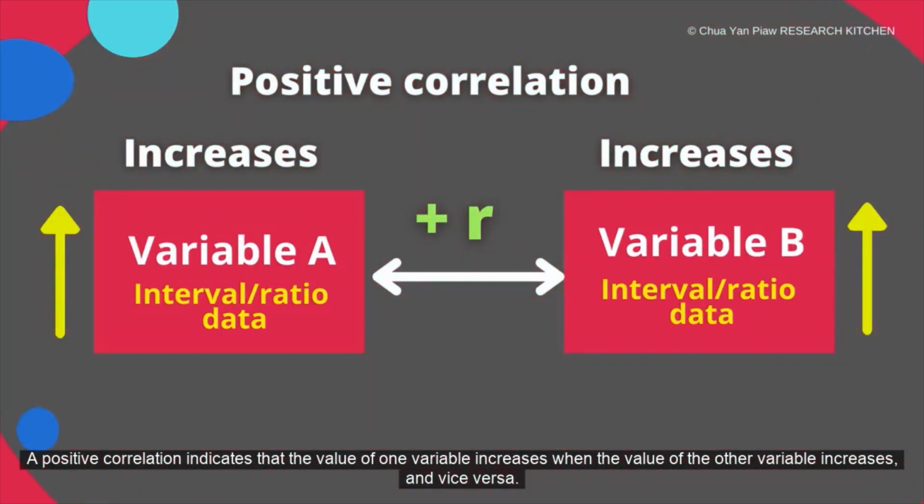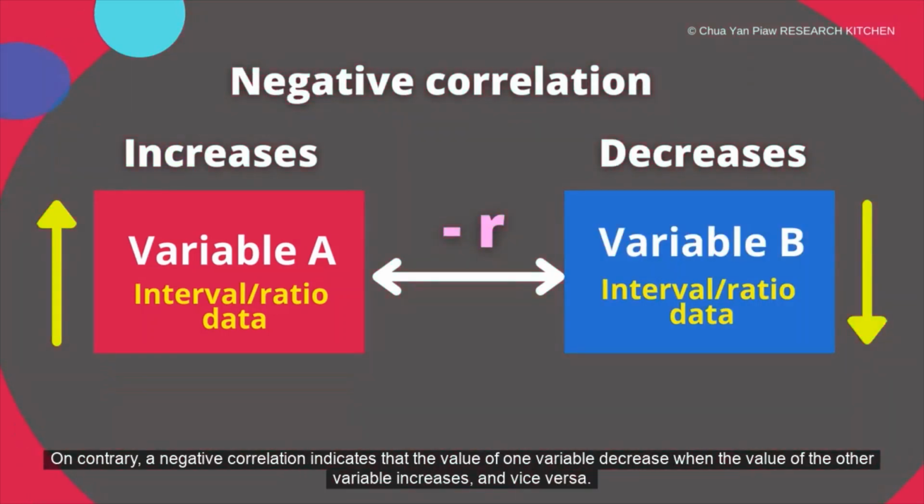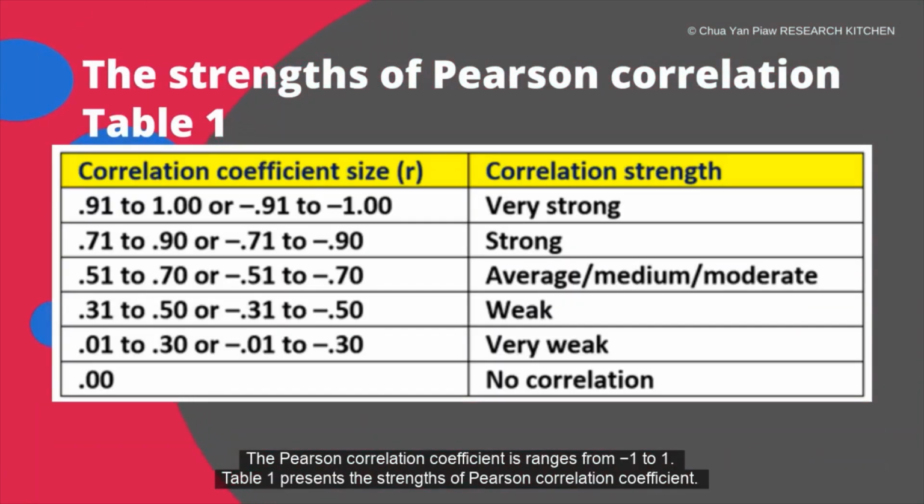A positive correlation indicates that the value of one variable increases when the value of another variable increases and vice versa. On the contrary, a negative correlation indicates that the value of one variable decreases when the value of the other variable increases and vice versa. The Pearson correlation coefficient ranges from -1 to 1. Table 1 presents the strength of Pearson correlation coefficient.